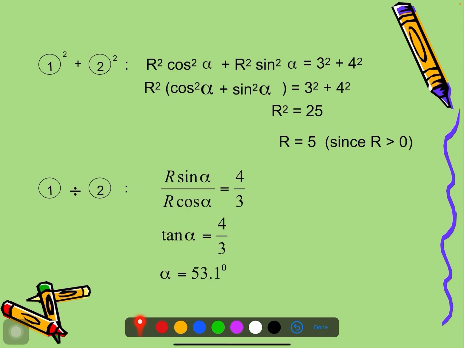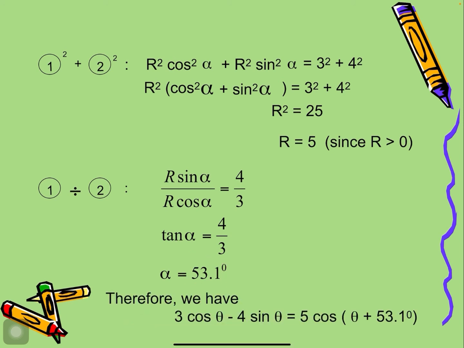so we have r sin alpha over r cos alpha equals 4 over 3. And then we can cancel this r and also this r. So we have tan alpha equals 4 over 3, and then alpha is tan inverse of 4 over 3, which is 53.1.